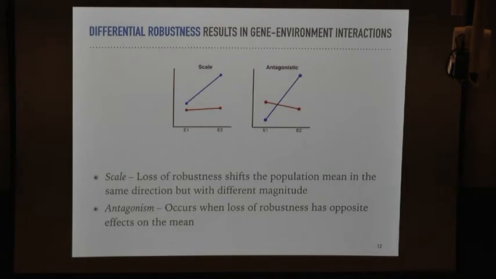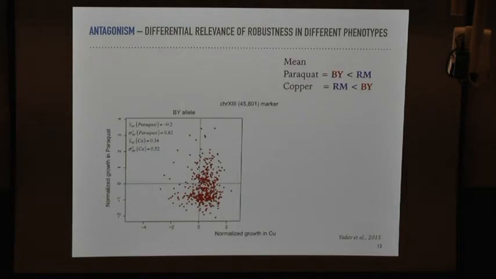And we actually saw those kinds of examples. For example, let me walk you through the graph here. We compared two environments, paraquat, which is an oxidative agent, and copper. In paraquat, the mean of BY containing individuals is less than the mean of the RM individuals for the marker on chromosome 13. In copper, the reverse is true, where BY is better than RM.